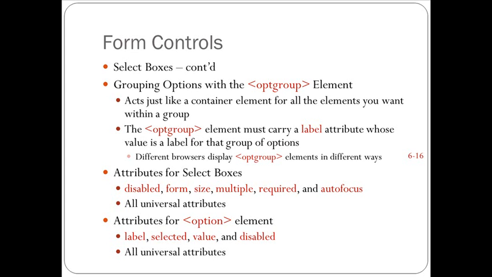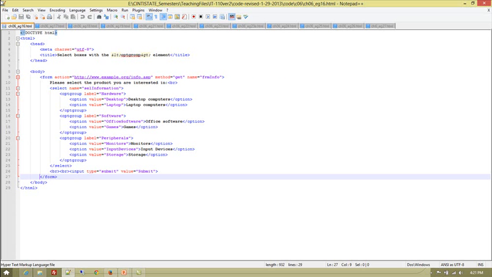It must carry a label attribute. That label attribute is the value that is going to display for the group of options. Different browsers display option group elements in slightly different ways, so you might want to check to make sure that it looks the way you want in all the different browsers, but it still separates them into logical groups, if you would. You can see here we have 3 option groups.